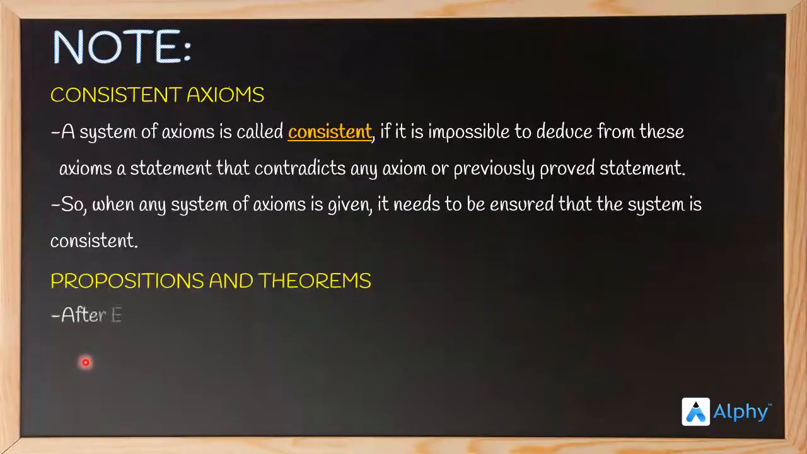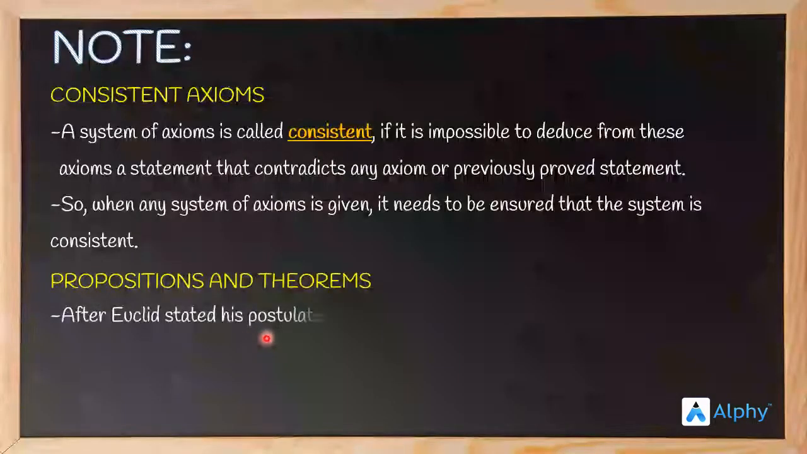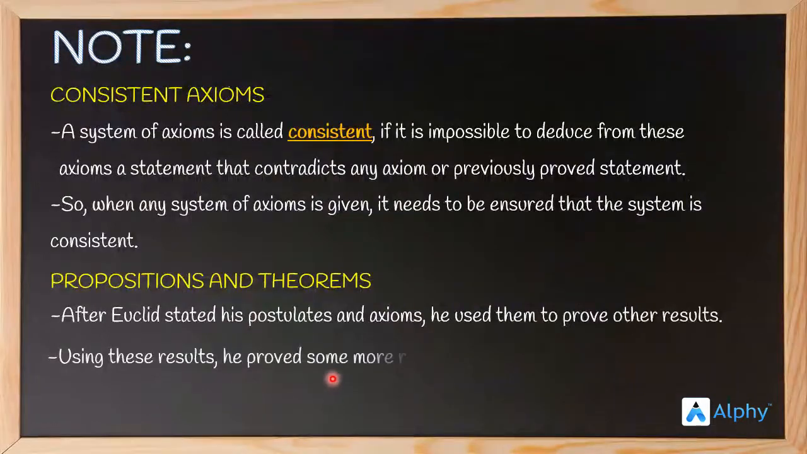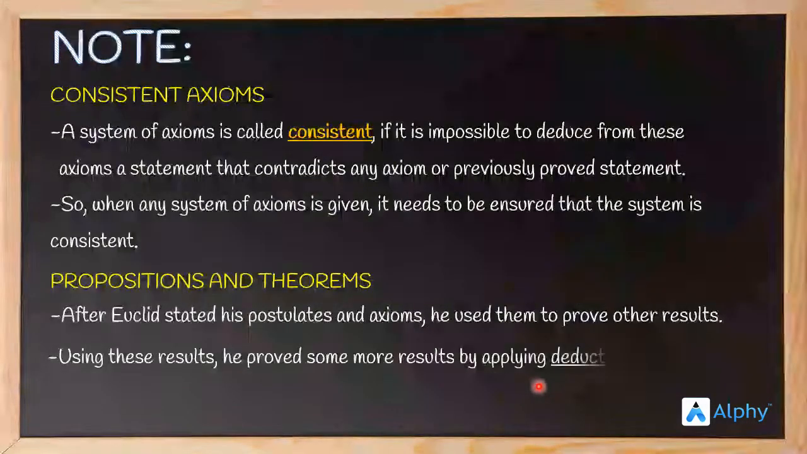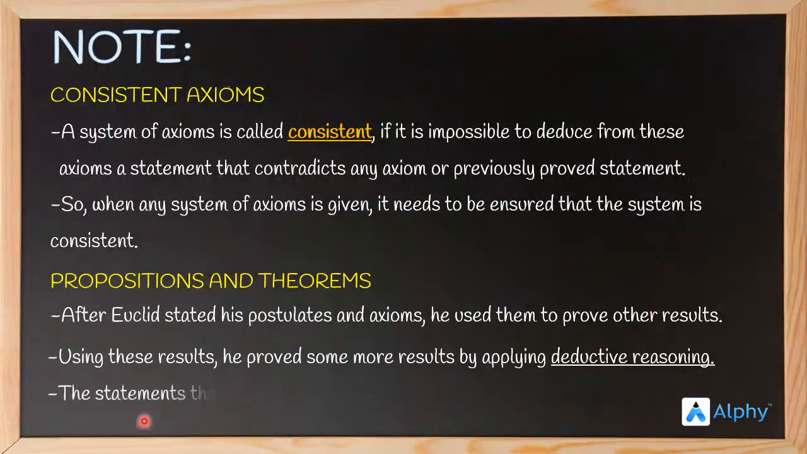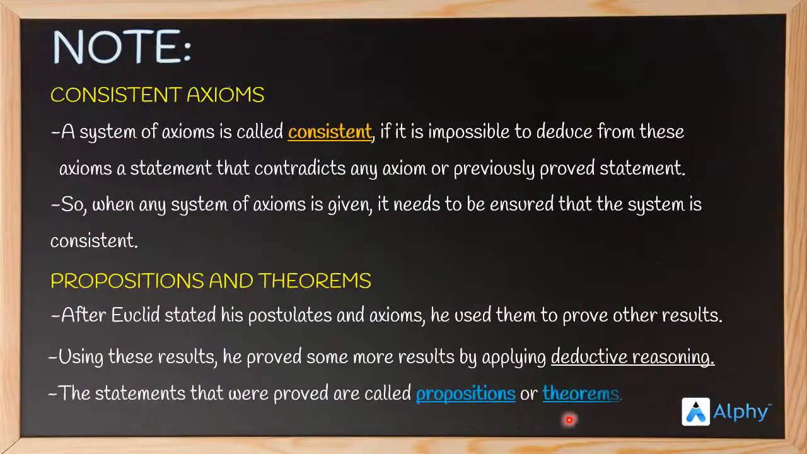Alright? Let's also see propositions as well as theorems. Okay? Now, after Euclid stated his postulates as well as axioms, he used them to prove other results. Now, using these results, he proved some more results by applying something called deductive reasoning. We had discussed this term in the beginning of the lesson. It is nothing but reaching a logical answer after referring through a number of statements. Okay? Now, the statements that he finally proved are called propositions or theorems.